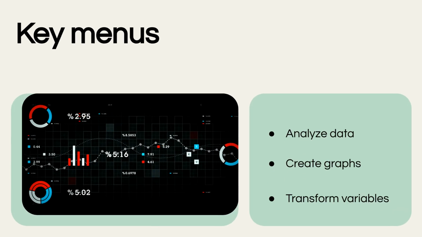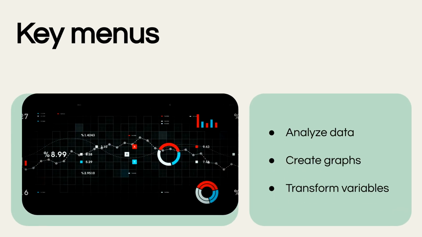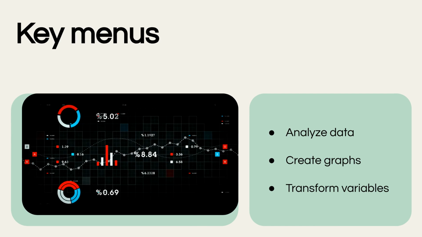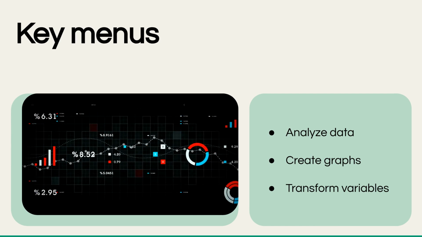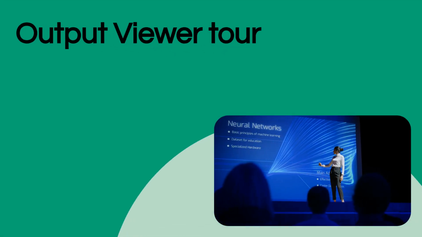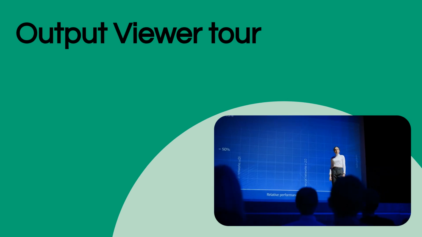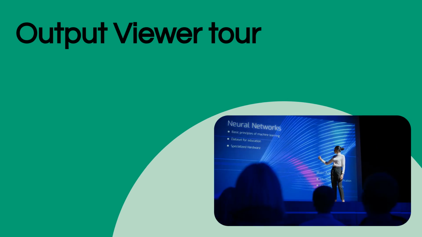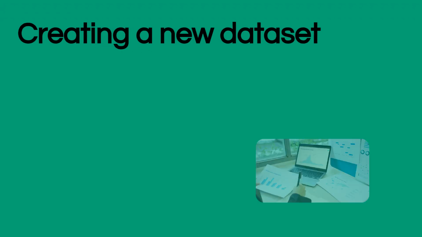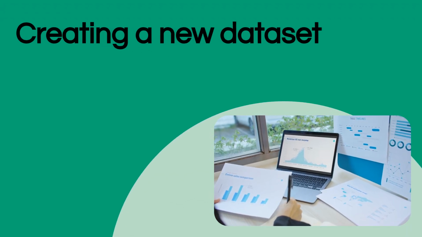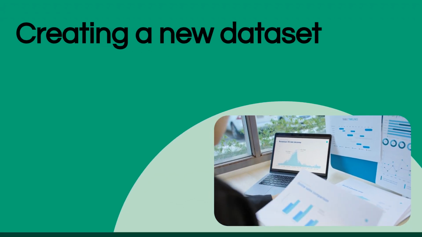We'll also look at key menus like Analyze and Graphs, which are crucial for running statistical tests and creating visualizations. All your analysis results and generated charts appear in the Output viewer, which organizes your statistical output neatly. Finally, we'll quickly demonstrate how to start a new dataset for your next project.